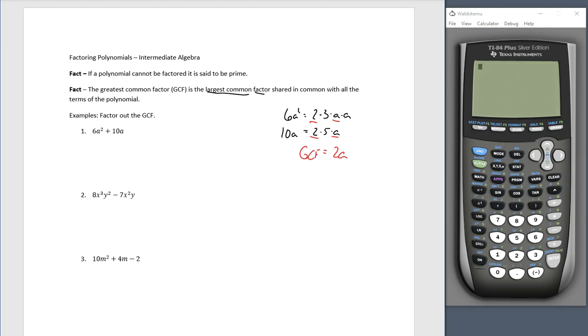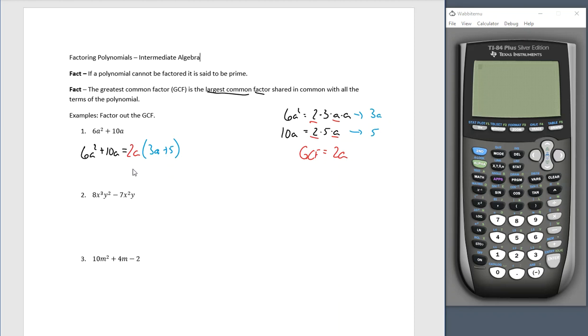Now, what happens if I take out the 2 and the a? I'm left with a 3a. What happens when I take out the 2 and the a from the 10a? I'm left with a 5. Okay, so we would say 6a squared plus 10a is equal to 2a times 3a plus 5. That's it, right?